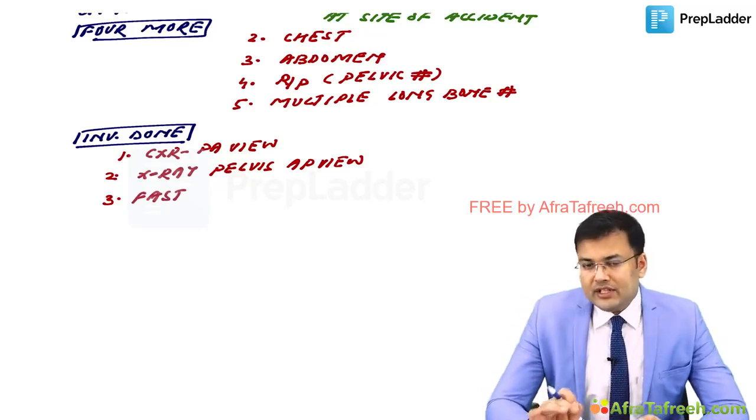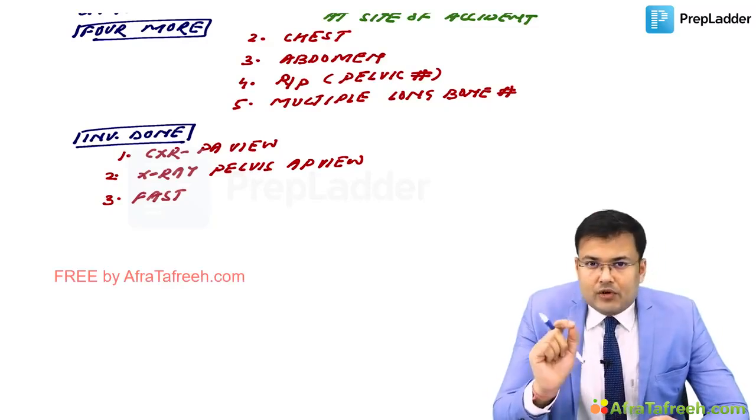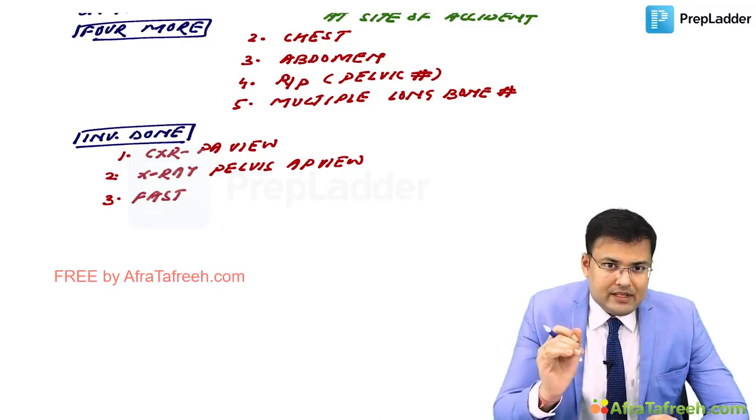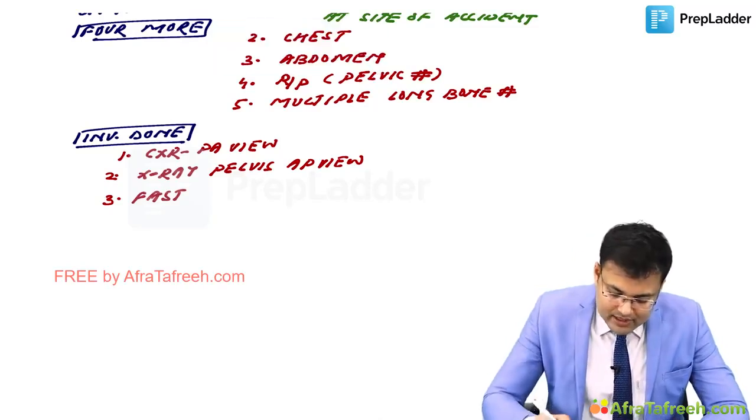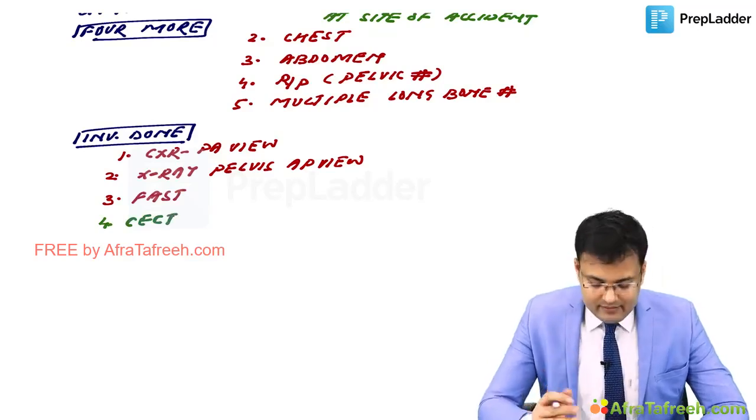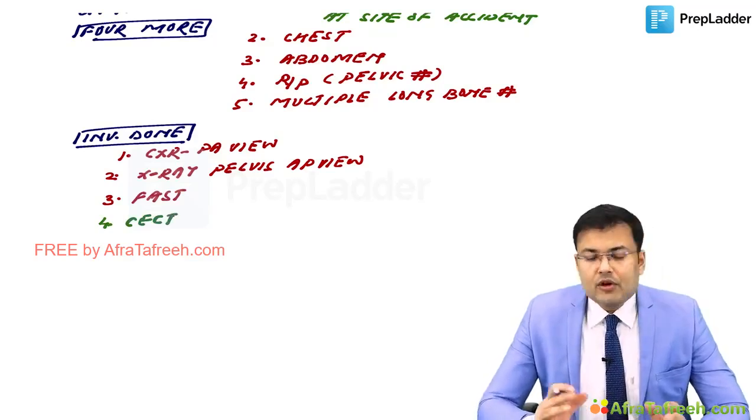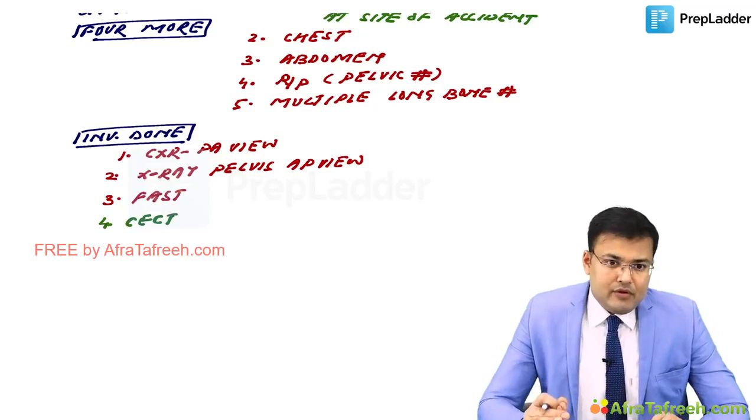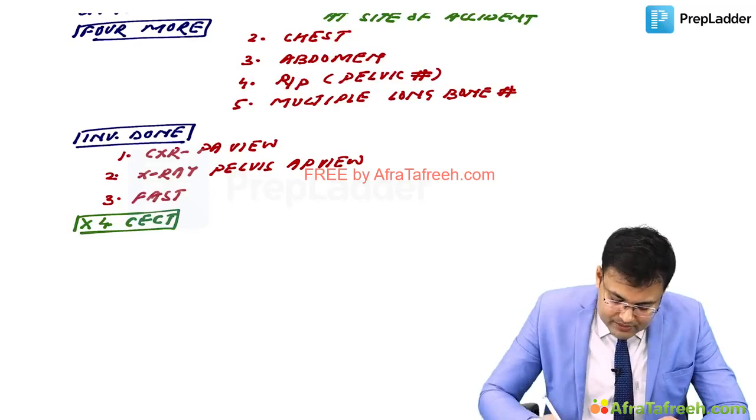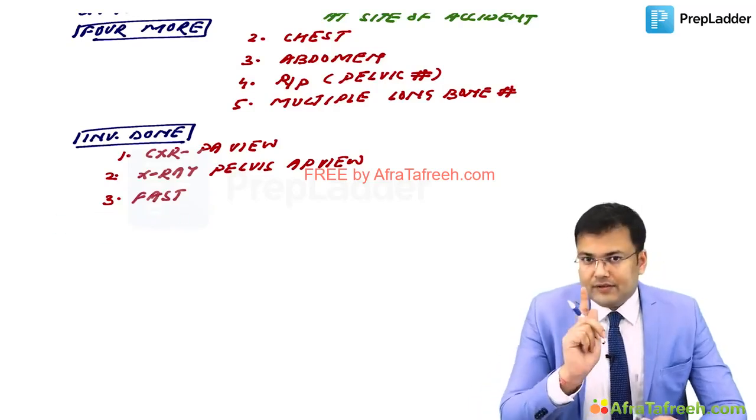Now see, there was one question in AIIMS: which of the following investigations is not done in primary survey? And the fourth option was CECT. So in primary survey, we perform chest x-ray PA view, x-ray pelvis AP view, and FAST, but in primary survey, we don't perform CECT. So this was the first question.